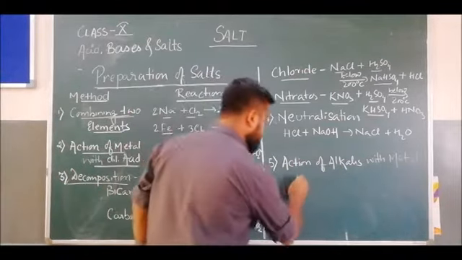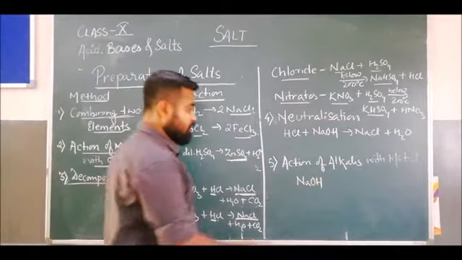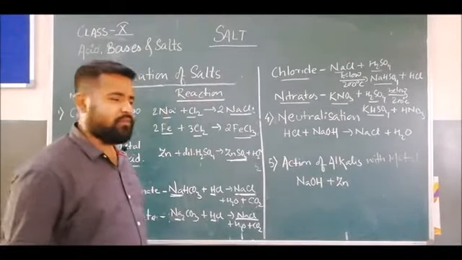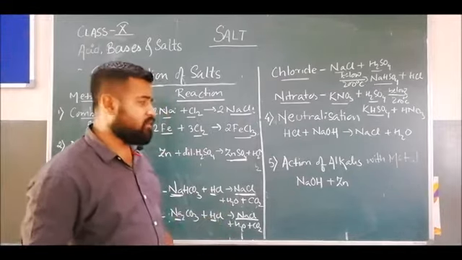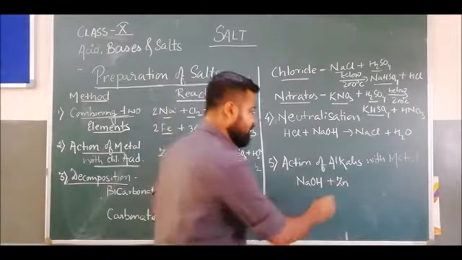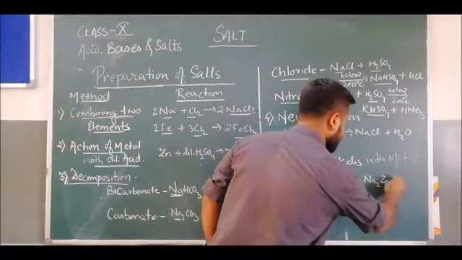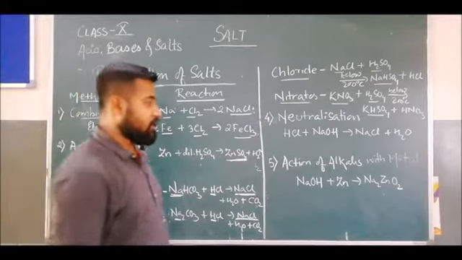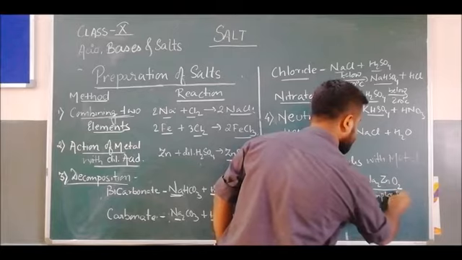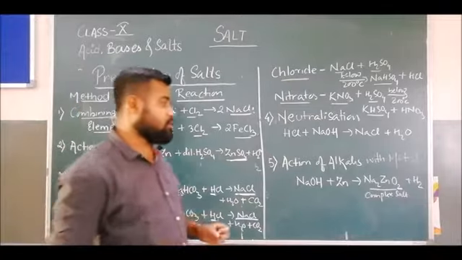Alkalis means, for example, NaOH. Whenever they are treated with some of the metals like zinc, heavy metals, we are using zinc, aluminum, this type of metals, when they are treated with the alkalis, they give a complex salt, that is Na2ZnO2, and these are called complex salts. And here also the byproduct will be hydrogen gas.